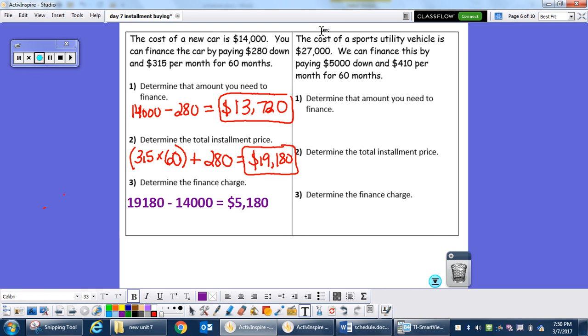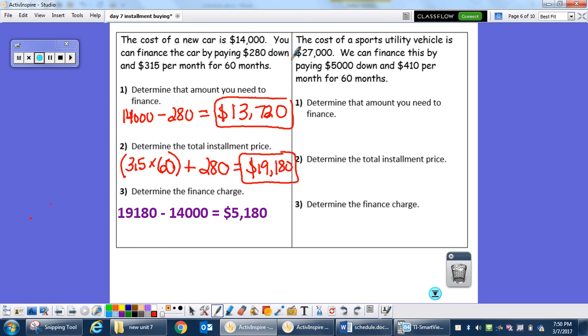You have a sports utility vehicle, aka a SUV, and that costs $27,000. That's a little more realistic. You can finance by putting $5,000 down. Woohoo! So, to determine the amount we need, we have to do $27,000 minus $5,000. I bet you it's going to be $22,000. Oh, look at that, it is. Okay, so we have to finance $22,000, and they're going to charge us to finance that money.